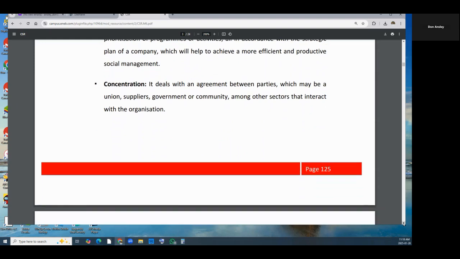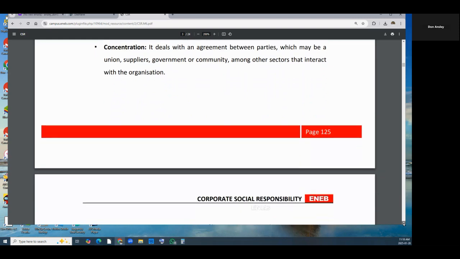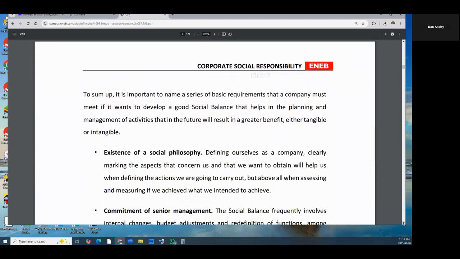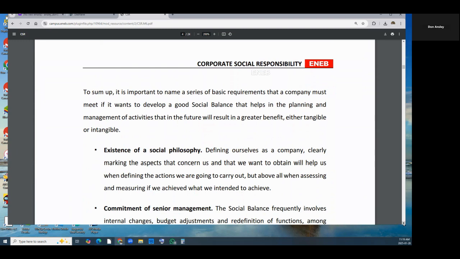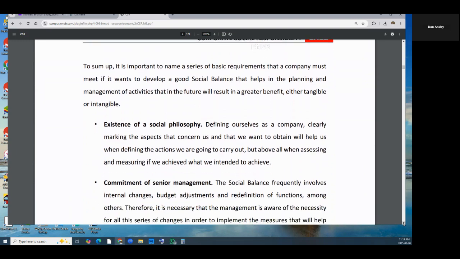Concentration. It deals with the agreement between parties, which may be union, suppliers, government, and community, among other sectors that interact with the organization. To sum up, it is important to name a series of basic requirements that the company must meet if it wants to develop a good social balance that helps in the planning and management of activities that in the future will result in greater benefit, either tangible or intangible.